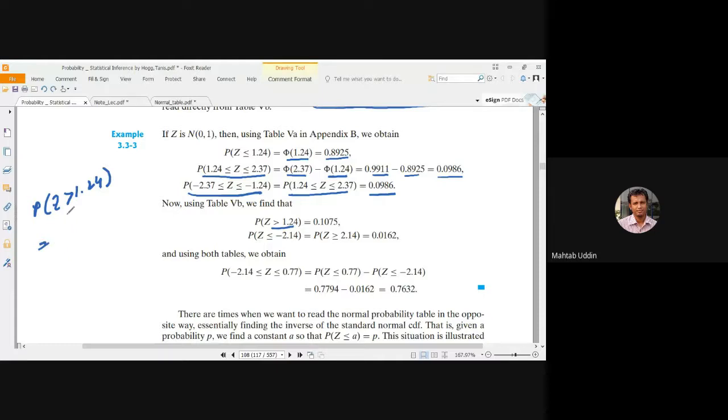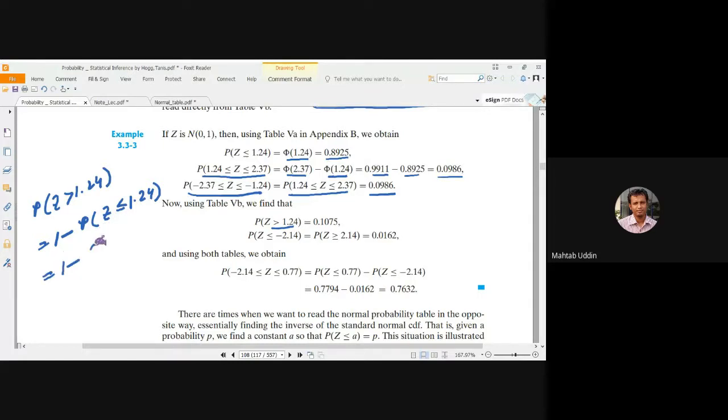No, not symmetry. 1 minus probability Z less than or equal to 1.24. Can I write it? Yes, sir, this is the complement. Be careful in the case of complement: if there is an equal, there is no equal, and if there is no equal, then there is equal. Here I have written equal, and this is true for the complementary case.